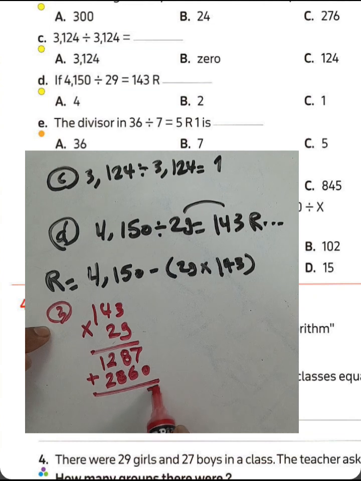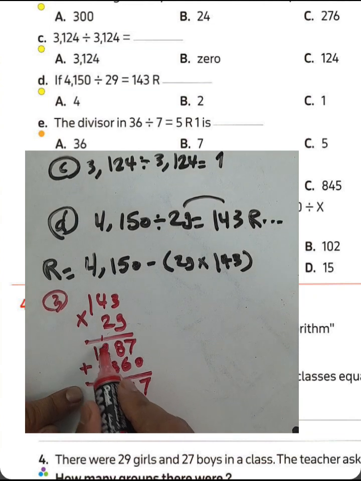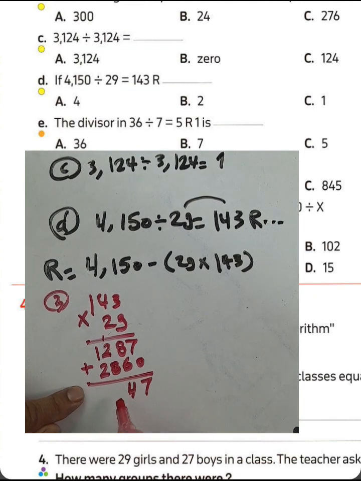7 plus 0 equals 7. 6 plus 8 equals 14. Write 4 and carry 1. 2 plus 1 is 3. 3 plus 8 equals 11. Write 1 and carry 1. 2 plus 2 equals 4.